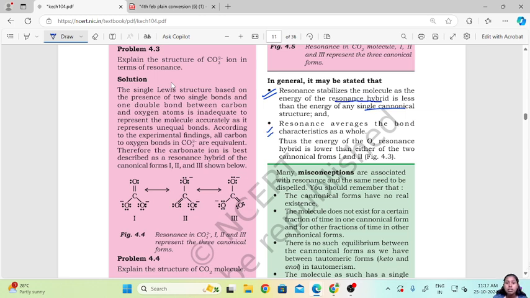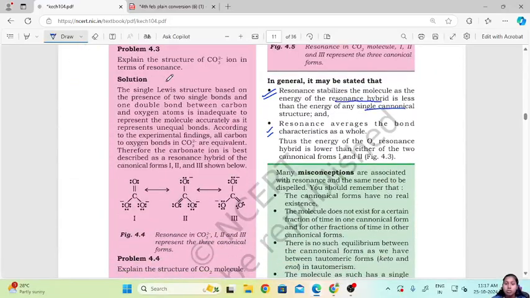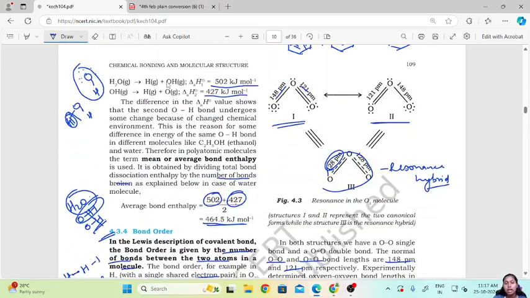Second, resonance averages the bond characteristics as a whole. Here you can see that we have two bond lengths, but in the hybrid structure we have an average bond length, that is 128 picometers. So resonance averages the bond characteristics as a whole. Thus the energy of the O3 resonance hybrid is lower than either of the two canonical forms. So this structure has a lower energy than either of these two canonical structures.